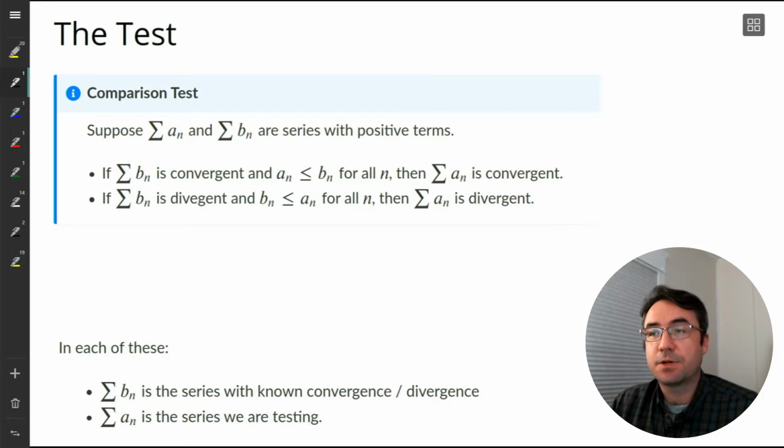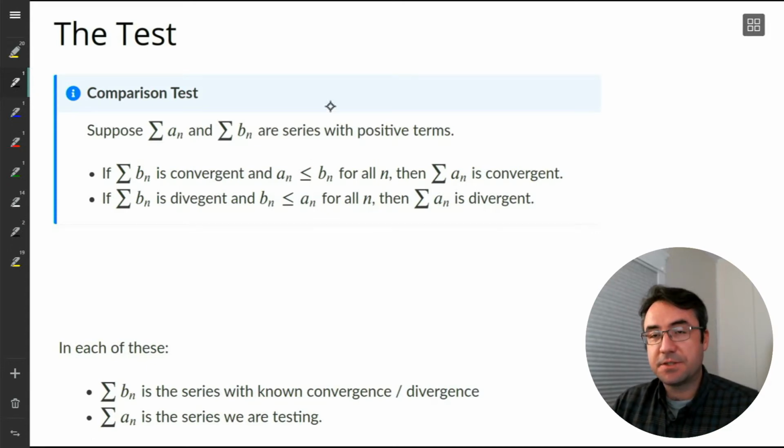So if sigma bn is convergent and this inequality is true, then sigma an is also convergent. And it also works for divergence. If sigma bn is divergent and bn is less than or equal to an for all n, then sigma an is also divergent. A little typo here: if we have a series which we know is divergent, and we have this relationship, bn is less than or equal to an for all n, then our series sigma an is also divergent. So this comparison test can be used to show both convergence and divergence.